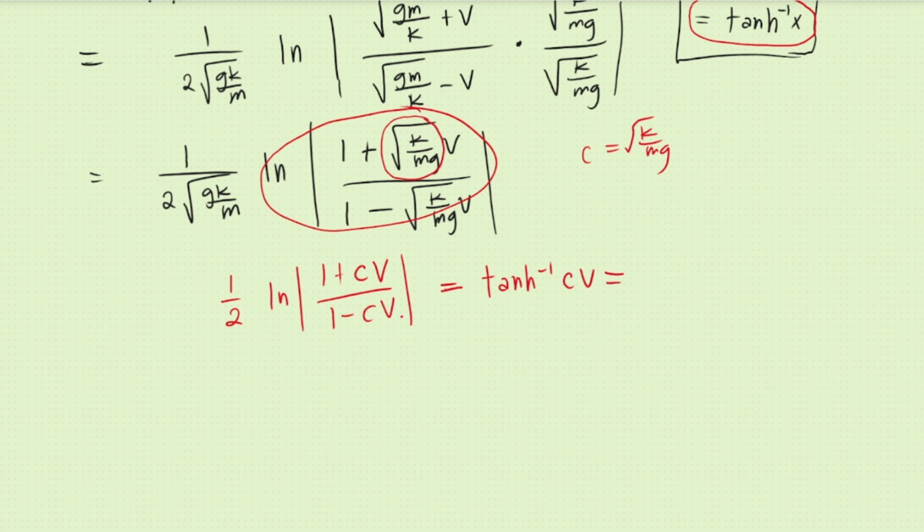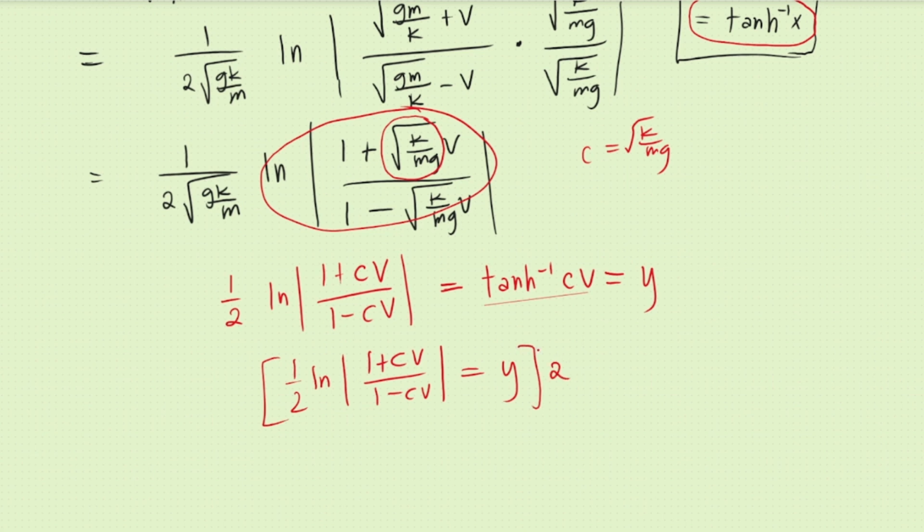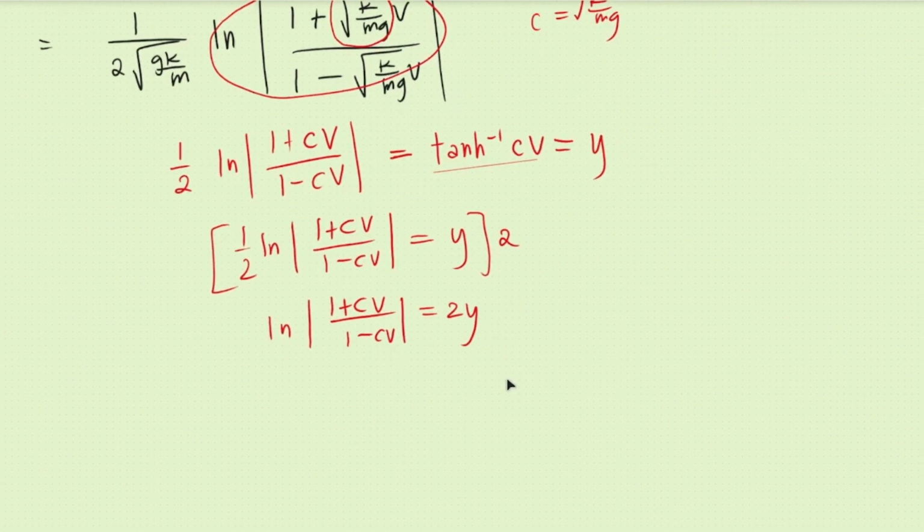We can do that by letting this whole expression be equal to y. 1/2 ln of 1 plus cv over 1 minus cv is equal to y. So we multiply both sides of the equation by 2, and we're left with ln of 1 plus cv over 1 minus cv is equal to 2y. So that means we can say that e to the 2y, because we can raise both sides of the equation, we can make this e to the ln of the absolute value of 1 plus cv over 1 minus cv is equal to e to the 2y.